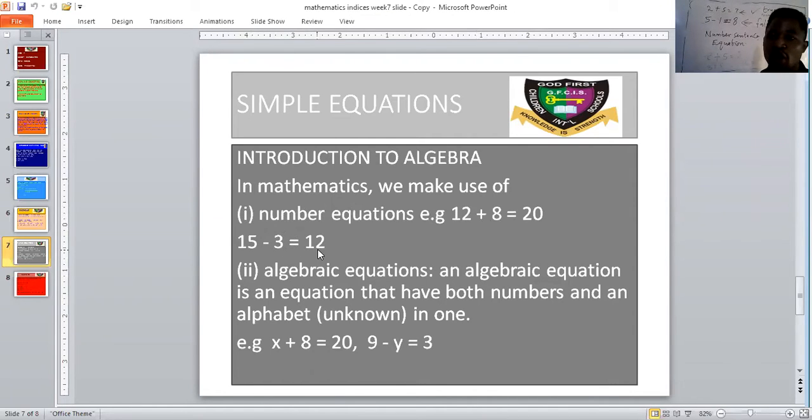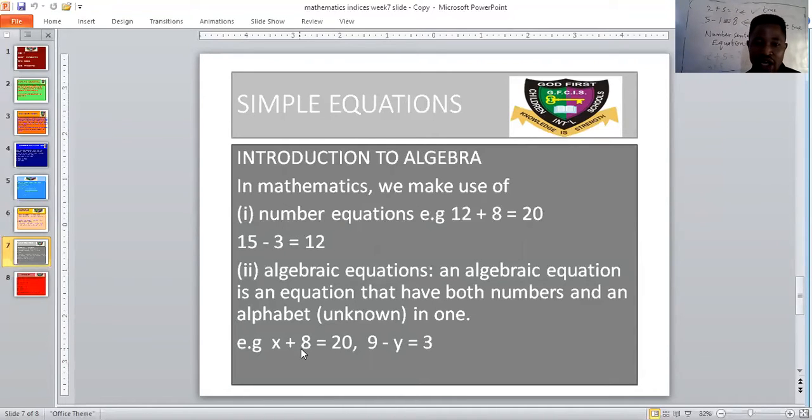15 minus 3 equals 12. Is that true? Is 15 minus 3 equals 12? Yes, that is also correct. So, number 2, we have algebraic equation. We said we have two types of equation. We have number equation, and now we have algebraic equation. What do we mean by algebraic equation? An algebraic equation is an equation that has both numbers and alphabet. An equation that has both number and an unknown represented with an alphabet is called an algebraic equation.